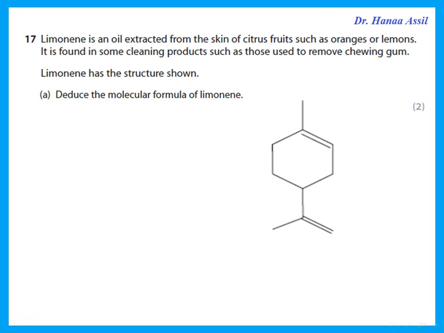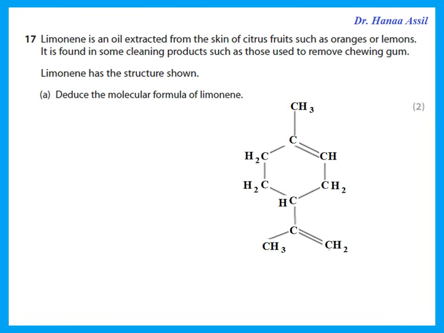Of course, when he says that, you look at the structure and you try to determine how many carbons and how many hydrogens. If you do that, you will find that we have a total of C10H16. Are you able to do this? Of course, each carbon must have a total of 4 bonds. If it doesn't have 4 bonds, then you add the hydrogens in order to make 4 bonds.